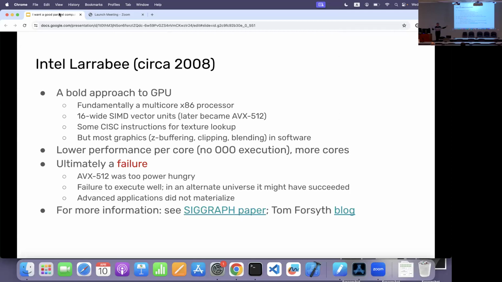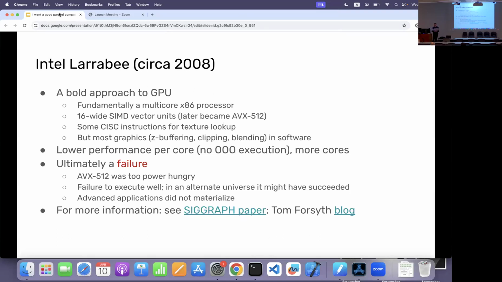And it has much wider SIMD units. It has 16 wide. That later became AVX-512, but that has taken a very long time to land because it's too powerful. But it is landing. And then it has a small number of CISC instructions, complex instructions for doing texture lookup, because there are some things that you do want accelerated in hardware. But most of the graphics, like the Z buffering and the clipping and the blending and all these things that you have dedicated fixed function hardware for, it's just software.